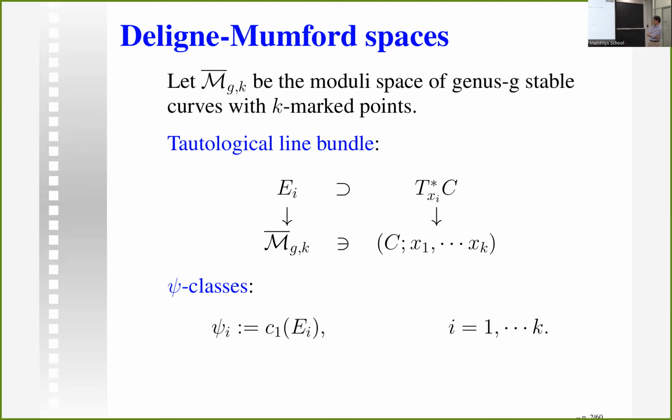So the fiber of this line bundle over this element C is a nodal curve, and X1 to Xk are smooth marked points. They are distinct from each other. And so the fiber over this element is just the cotangent space of this domain curve C at this ith marked point. And then we can take the first Chern class of this line bundle. We denote this by psi. So these are the psi classes.